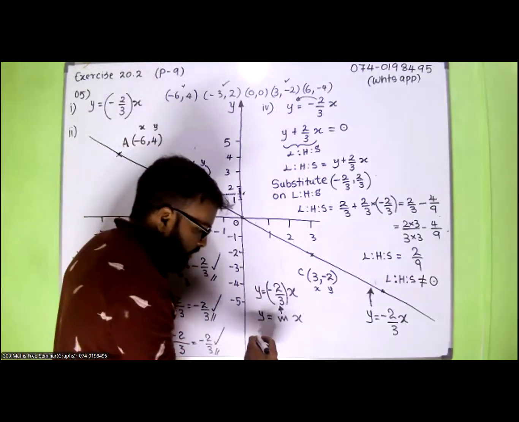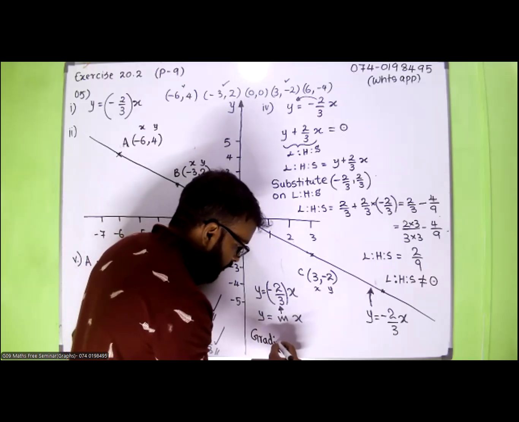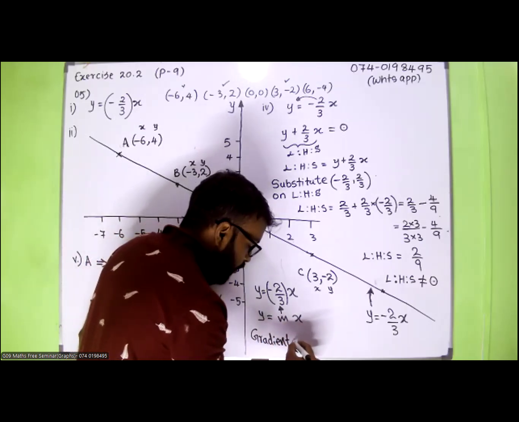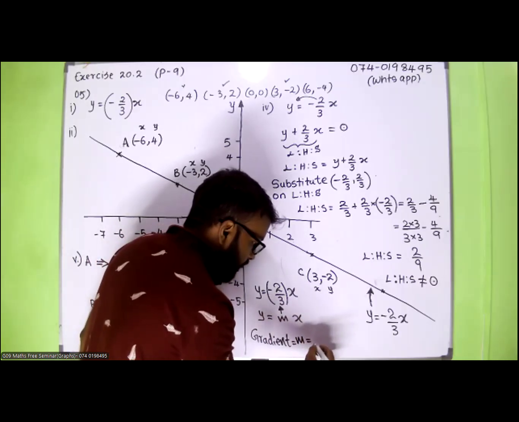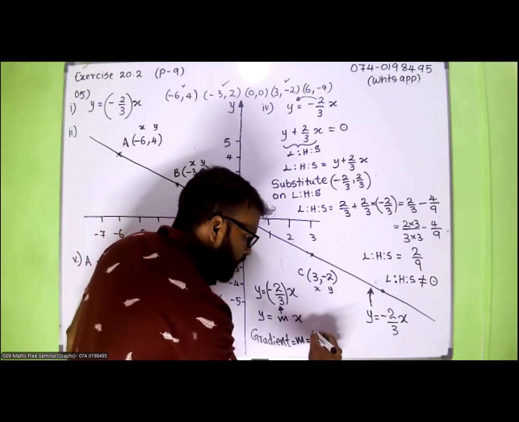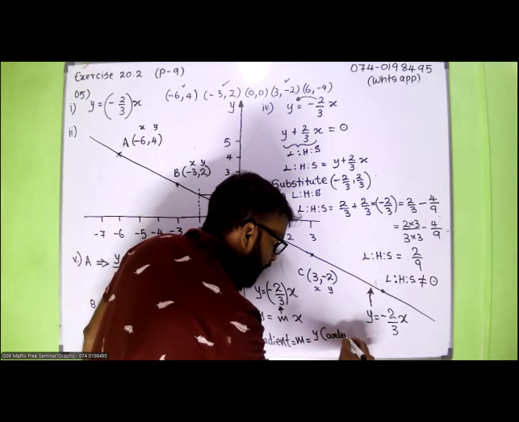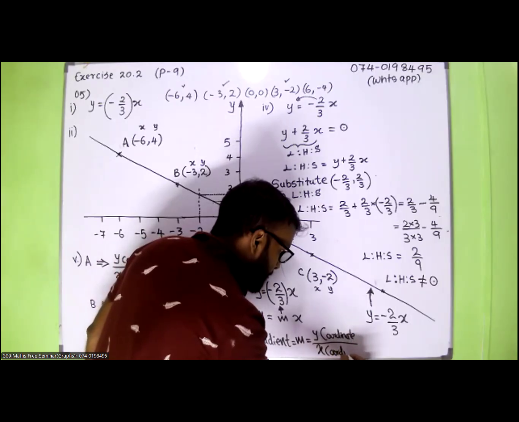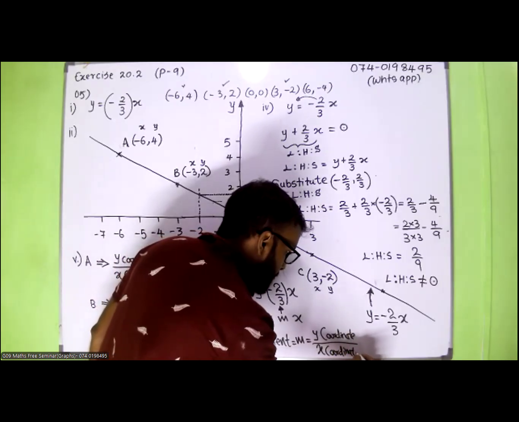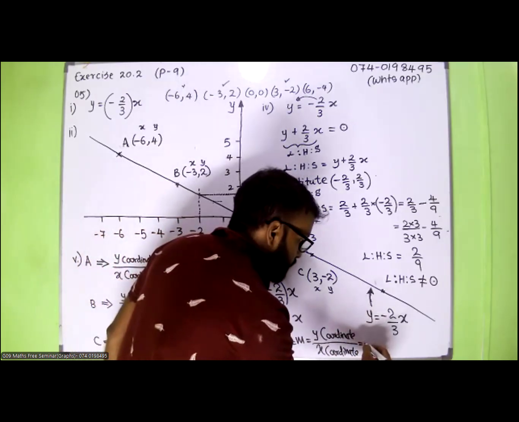So you can write the relationship: the gradient, or you can refer to it as m, or your y coordinate divided by x coordinate equals minus 2 upon 3.